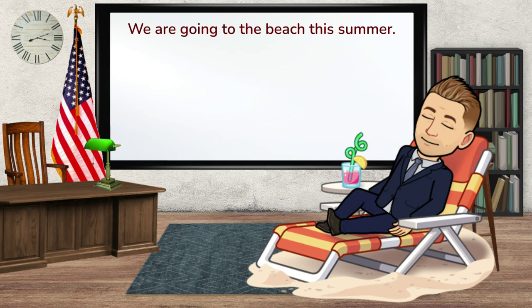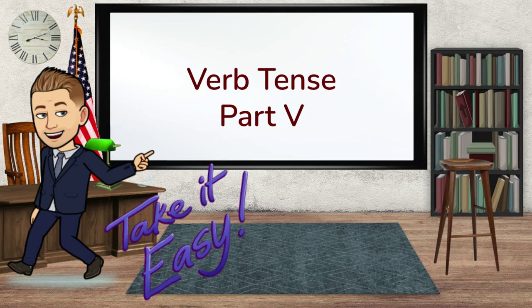We are going to the beach this summer. Now, we already booked it. We're pretty certain it's going to happen unless there's some situation that arises that caused us to have to cancel. But we are going to the beach this summer is pretty certain in the schedule. I want to know, where is the present continuous verb being used here? Are going.